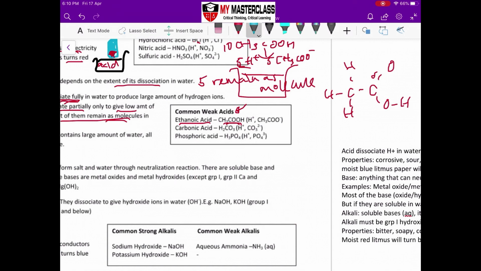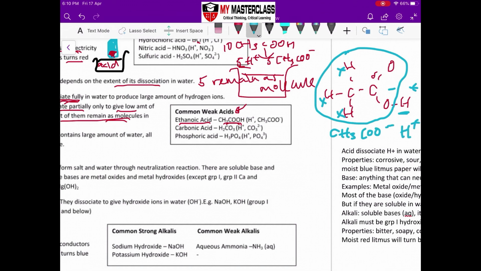Okay, so which H will dissociate to give you hydrogen ions in water? It is not this one, it's not this one, it's not this one. Please know, ultimately important is this last H that separates into H plus. So the whole thing over here will have a minus charge, and that's why I have CH3COO minus and H plus.